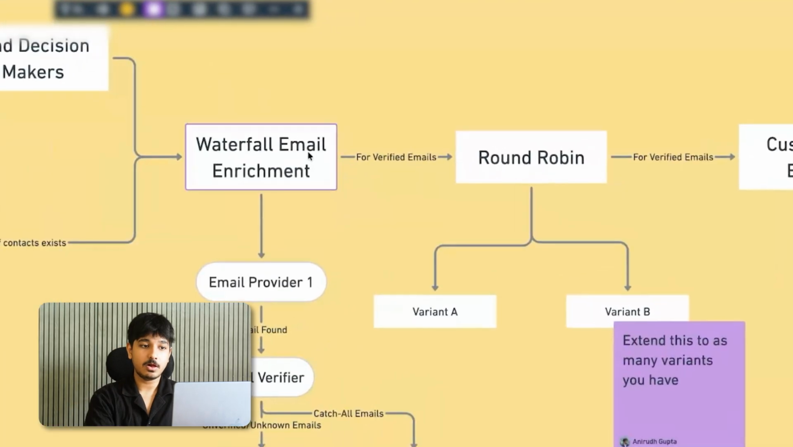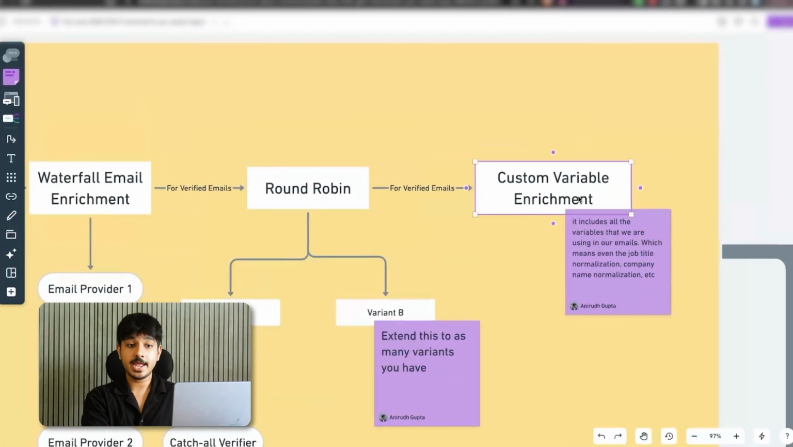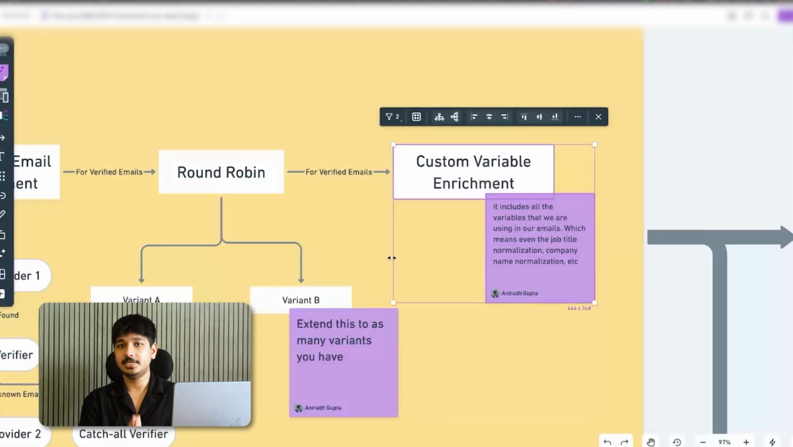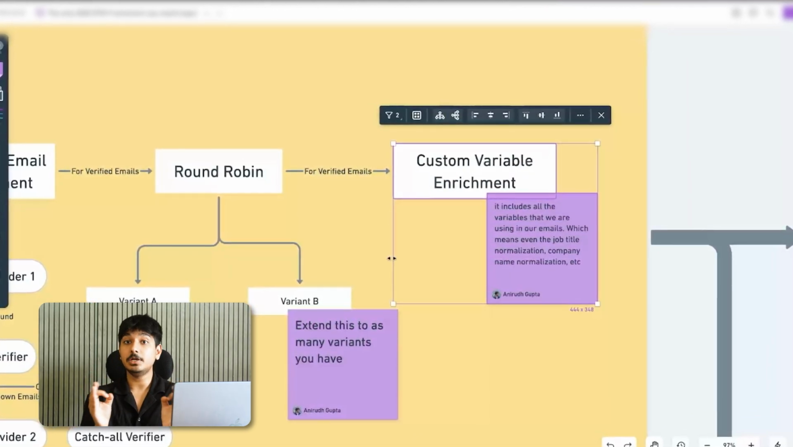And then once we have all the verified emails, we typically use a round robin approach to allocate each lead across different lists, because we are using multiple lists across different ICP segments and different messages. We are A/B testing a bunch of things here, so that's why we use round robin to distribute each lead equally. And at the end, we use custom variable enrichment. This ensures that we are personalizing at scale. We are not sending the same email to everyone.